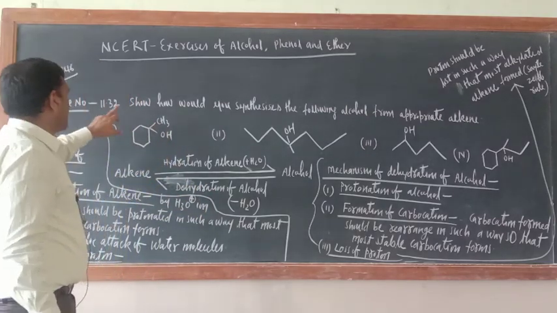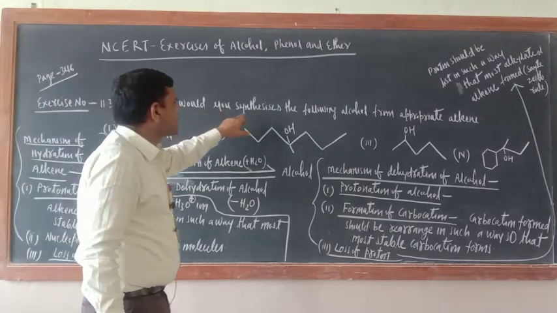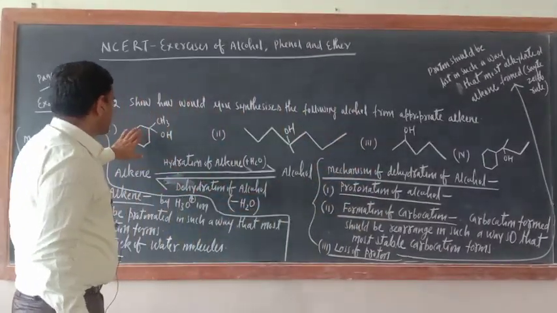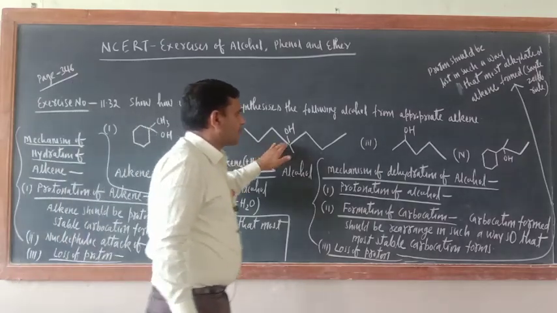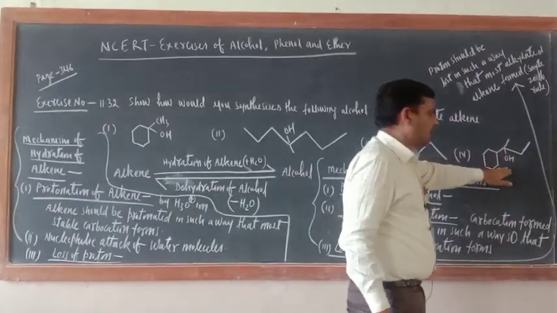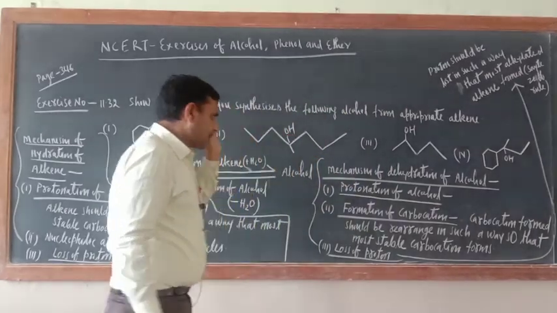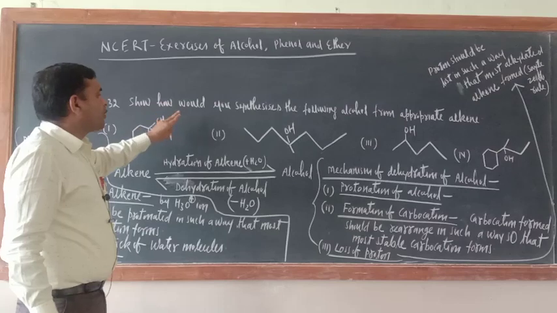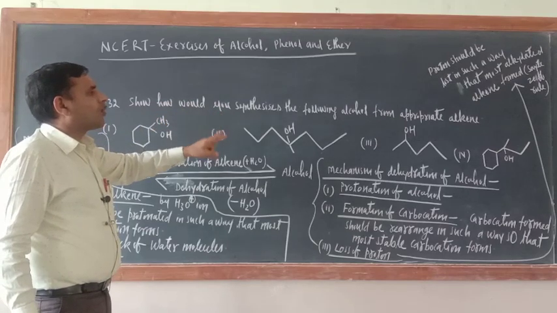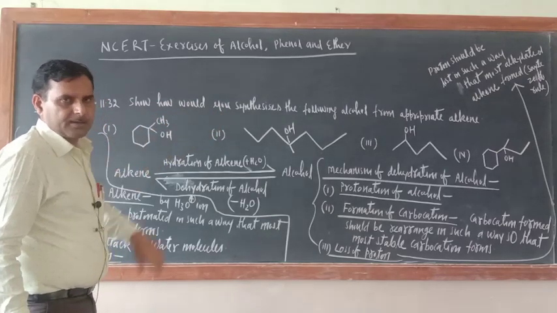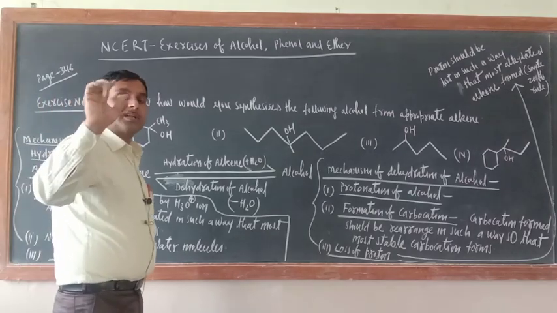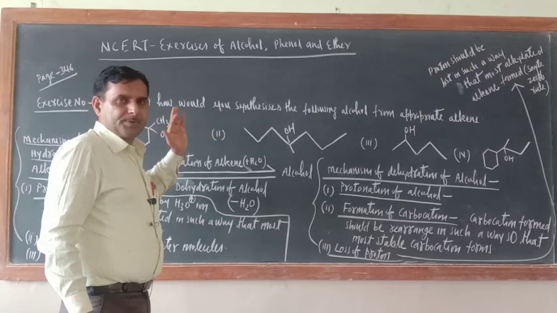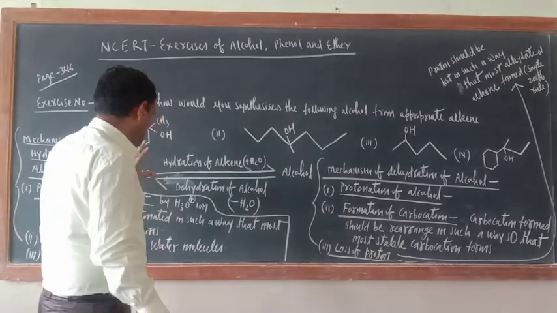Just see here, the first question is: how would you synthesize the following alcohol from appropriate alkene? This is alcohol, this is also alcohol, this is also alcohol. All three are alcohols, and they are asking how you would synthesize them from the appropriate alkene. You have to find out the alkene from which these alcohols are prepared. A very simple method is there. I will tell you.